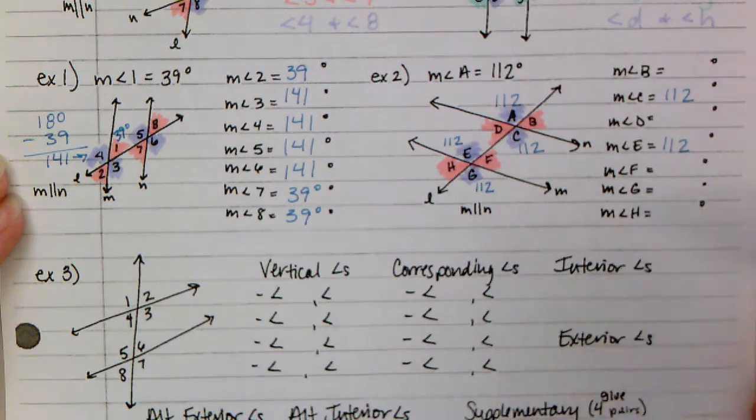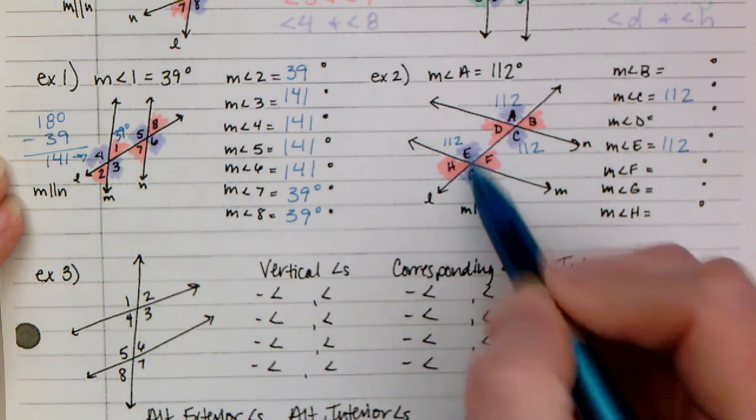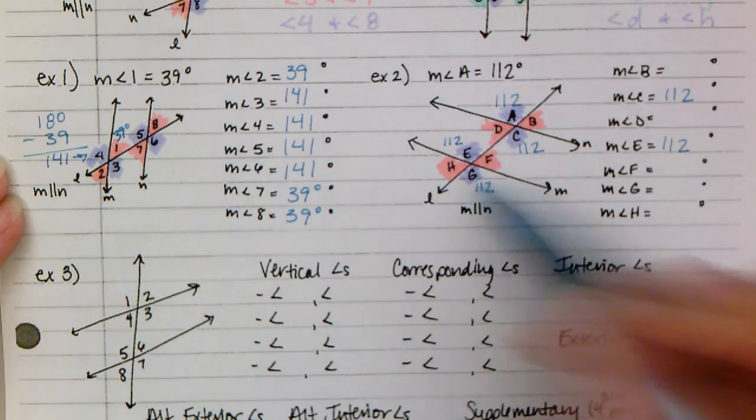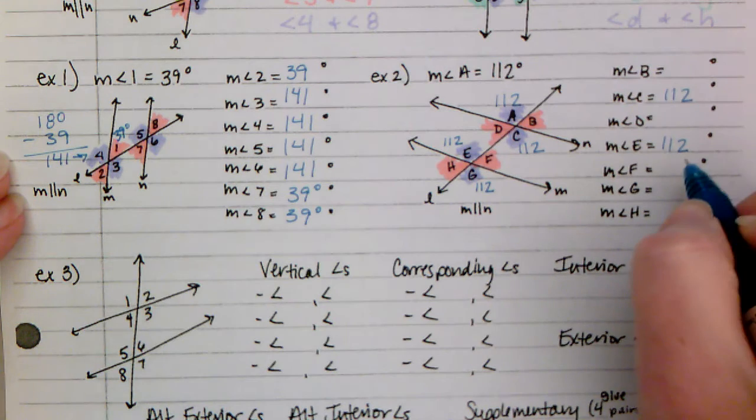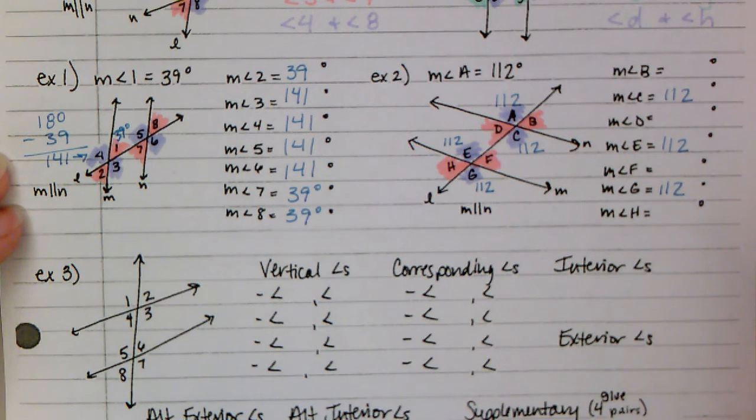A and E are alternate interiors. C and E are alternate interiors. These two are vertical. These two are vertical. I've got corresponding angles. You can see that all of those definitions really overlap each other, but they all prove that the angles are congruent.